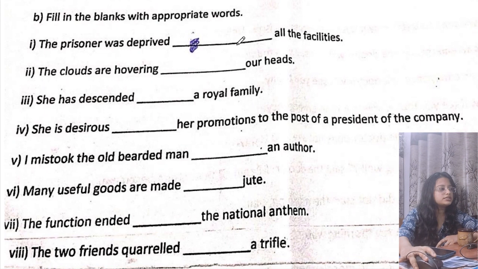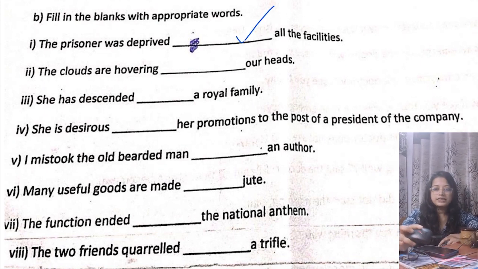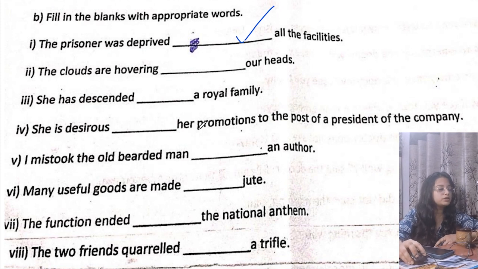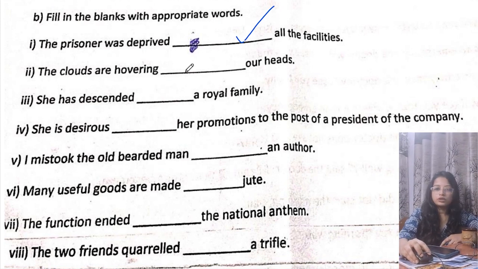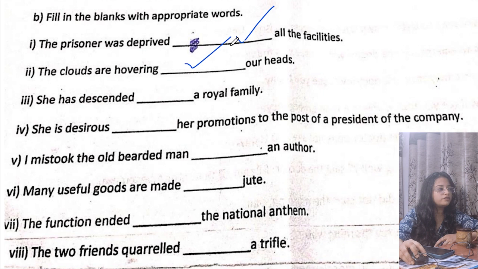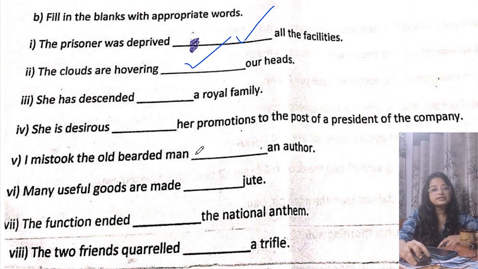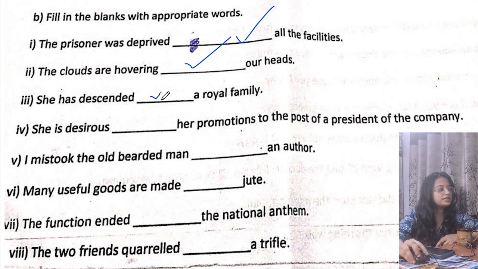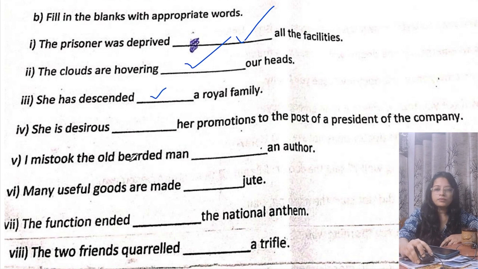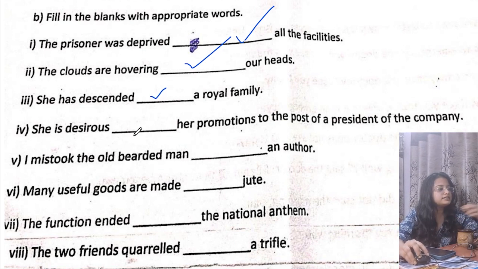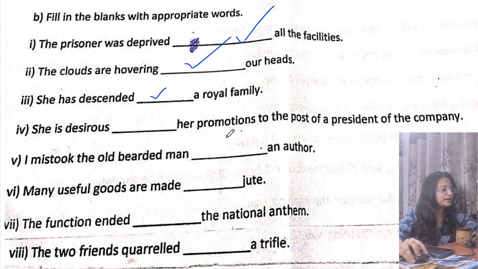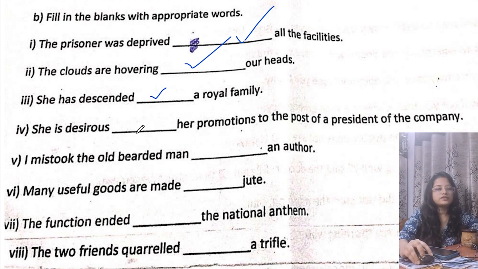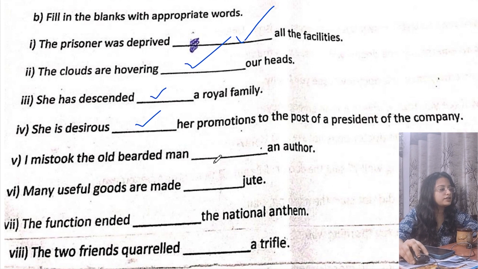The prisoner was deprived dash all the facilities. This preposition portion is extremely easy for your school. So the prisoner was deprived of all the facilities. The clouds are hovering. You can say over, you can say above, both are correct. She has descended from a royal family. She is desirous dash her promotions to the post of a president of the company. It will be she is desirous of.